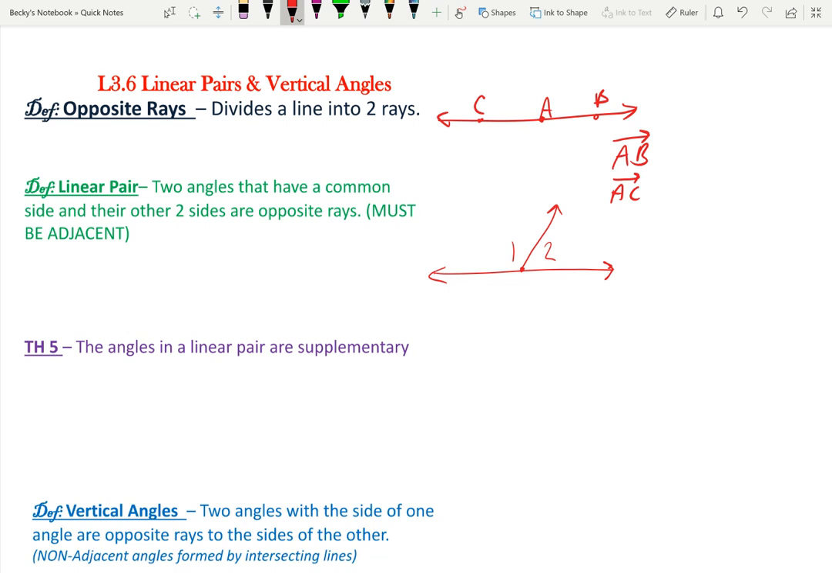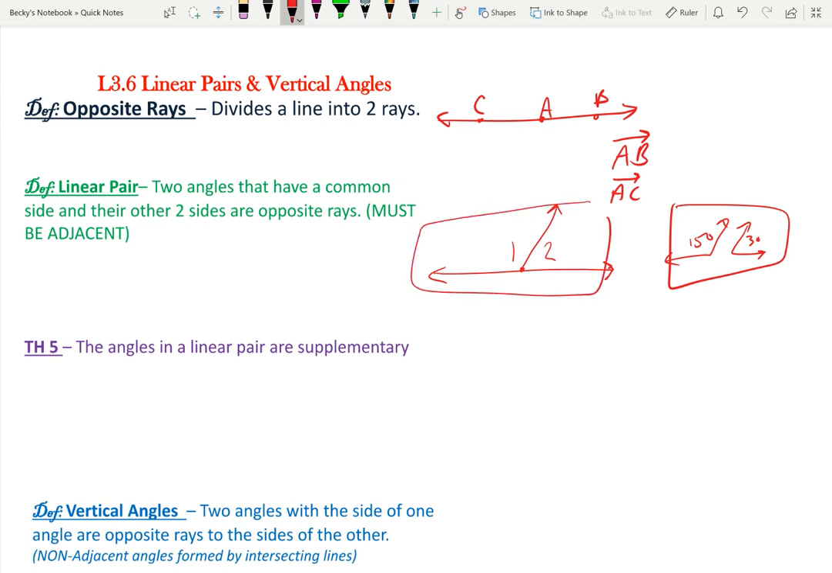And so later, if you see a picture where it says classify these, this picture here is never a linear pair. That is only supplementary. This picture here could be a linear pair and it could be supplementary, okay? Just to be very clear.